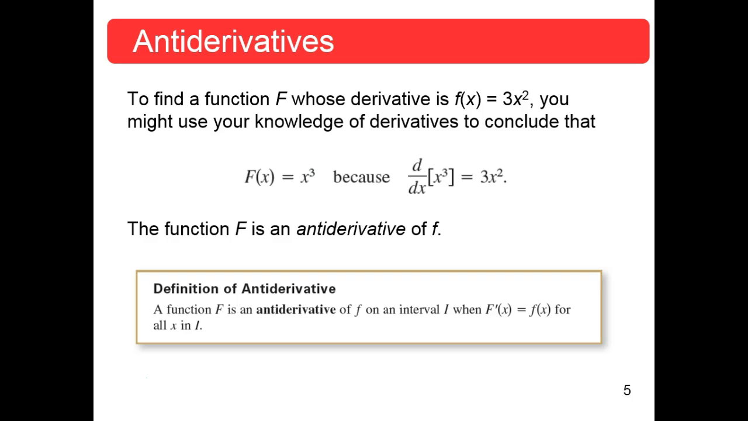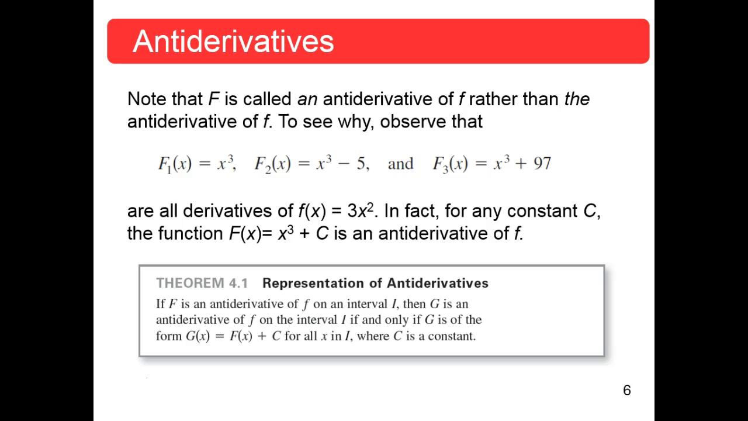You think, what function, if I take a derivative of it, will give me this function that's in front of it? Note that capital F is an antiderivative of little f rather than the antiderivative of f. When I first read it, I said, what are they saying here? It's those little articles that make the difference. To see why, let's observe this.